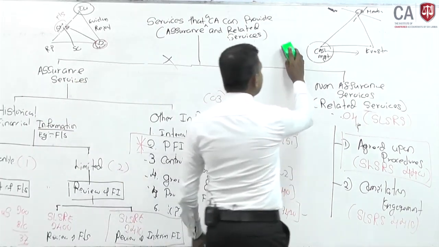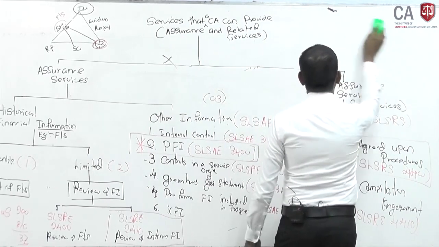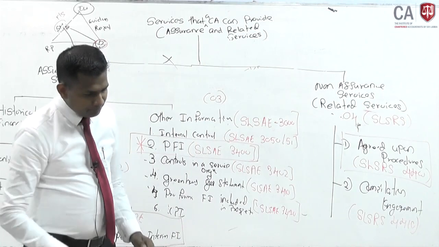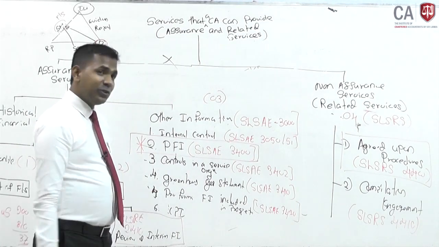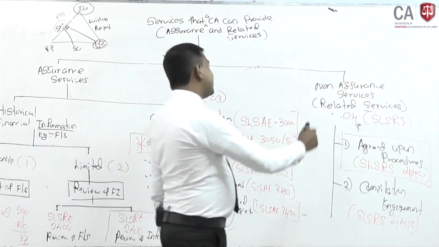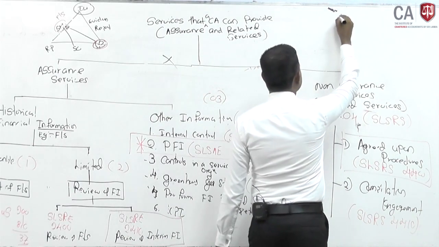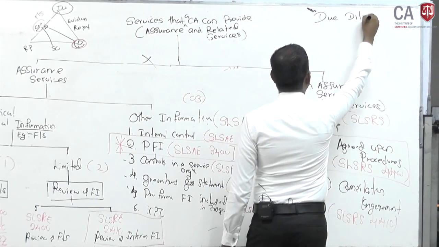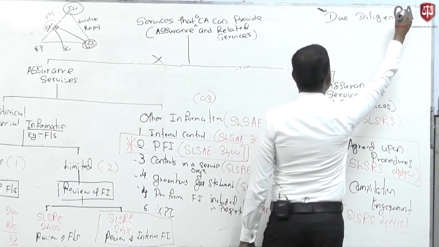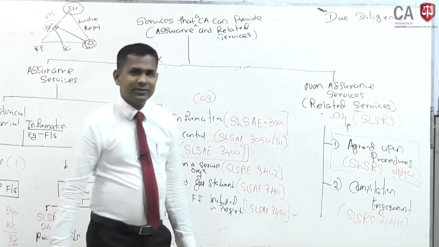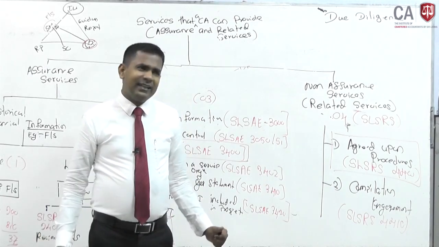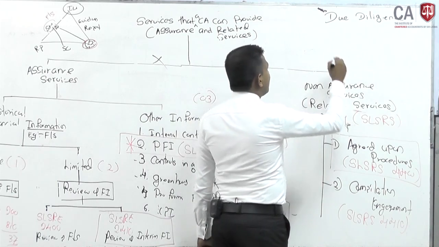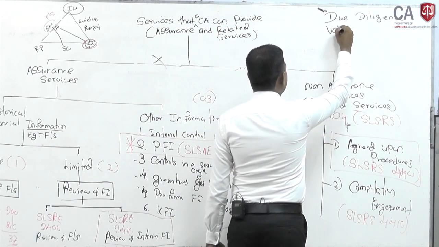In addition to that, there are another two things. One thing is called due diligence. And there is another thing called value for money audit.